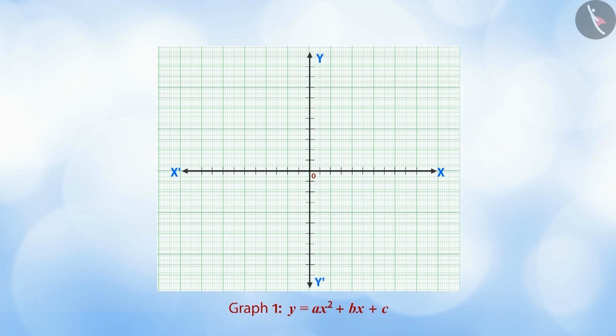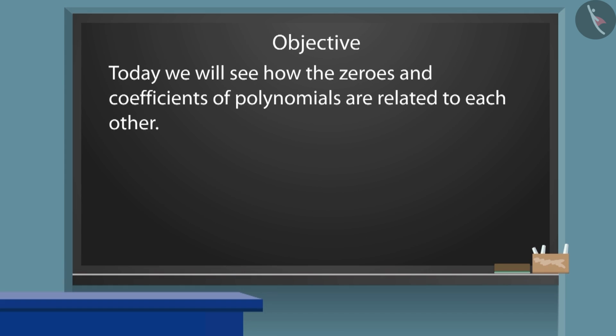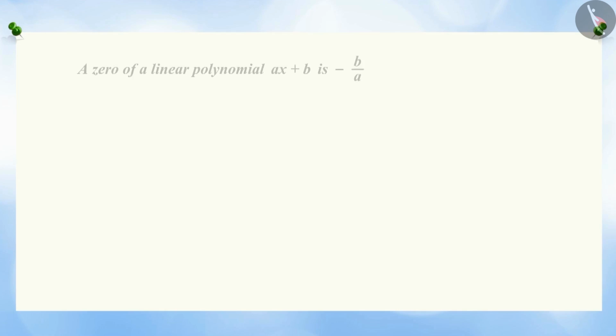Welcome to this video. So far, we have read about the geometric meaning of the zeros of a polynomial. Today, we will see how the zeros and coefficients of polynomials are related to each other. In your previous class, you learned that the zero of the linear polynomial ax plus b is negative b by a.